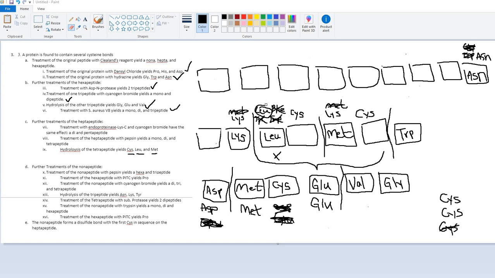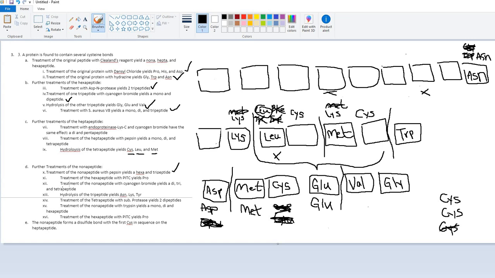Alright, now that we've gotten as far as we can with this heptapeptide, we're going to move on to this nonapeptide. It says treatment of the nonapeptide with pepsin yields a hexa and a tripeptide. And pepsin cleaves at one of the 4 amino acids, leucine, phenylalanine, tyrosine, and tryptophan, at the N terminal. So to get a hexa and a tripeptide out of this, by cleaving at the N terminal, we can either have one of those 4 amino acids go here, which would make this be the tripeptide, this would be the hexapeptide. Or it could also cleave here, making this the tripeptide and this the hexapeptide.